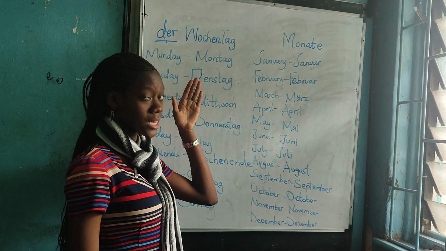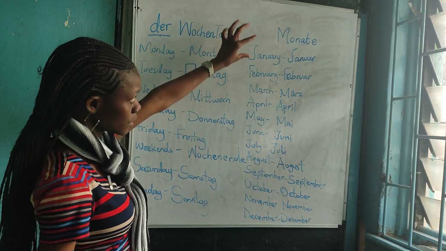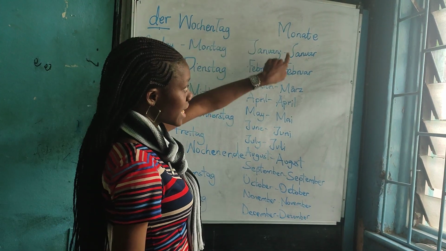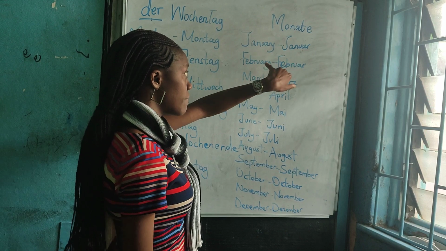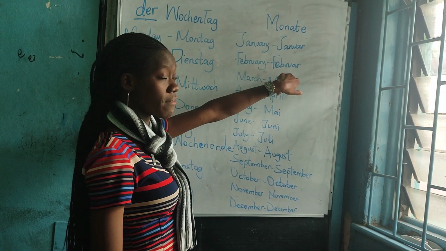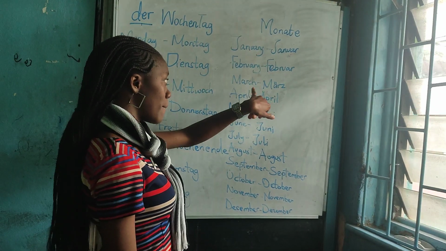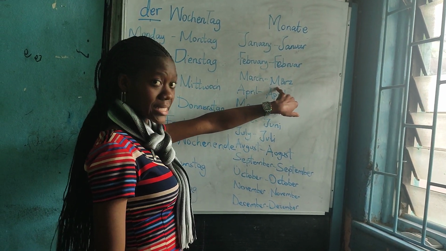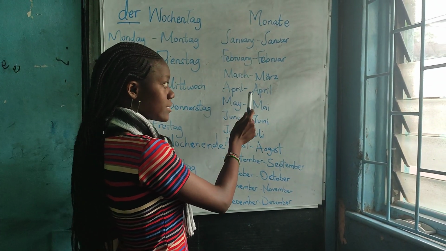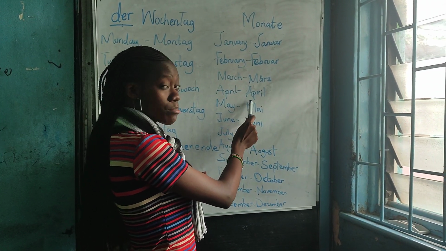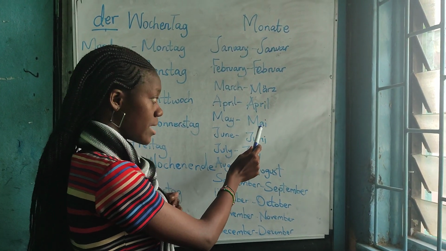Next, we're moving to Monate. Monate is months, the months of the year. So we'll start with January. We say Januar. February is Februar, okay? March is März, okay?